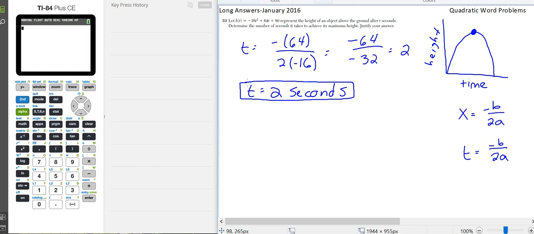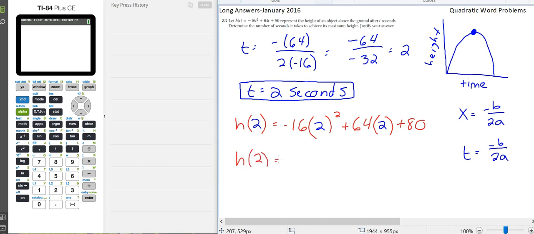The question doesn't ask this, but let's say we wanted to find what actually is the maximum height. We would plug t equals 2 into the original equation to solve for h of 2. Let's do that. We just solved that the maximum height occurs at t equals 2. So h of 2 is equal to negative 16 times 2 squared plus 64 times 2 plus 80. And let's solve for h of 2.